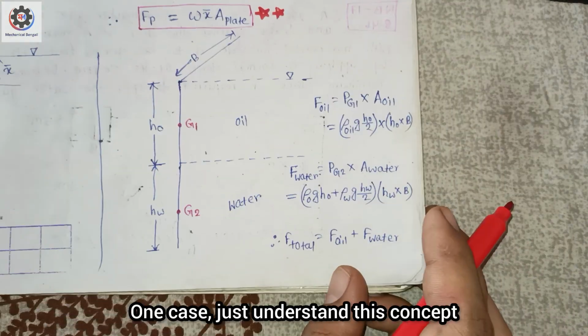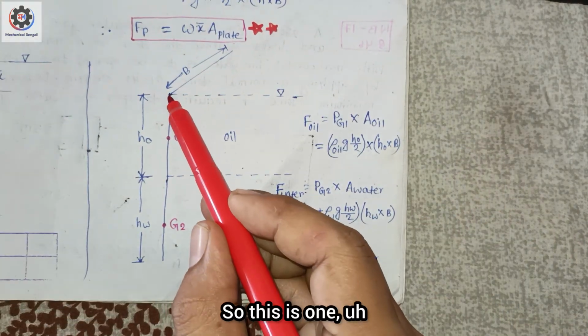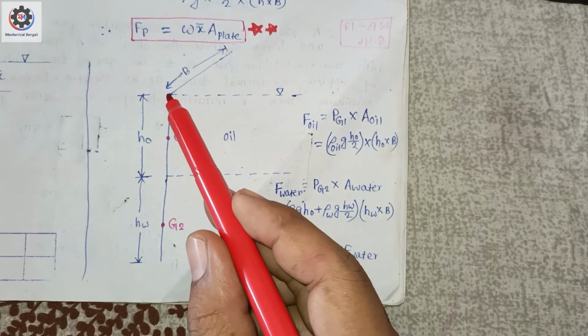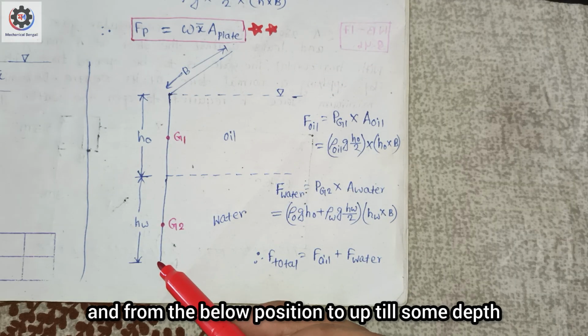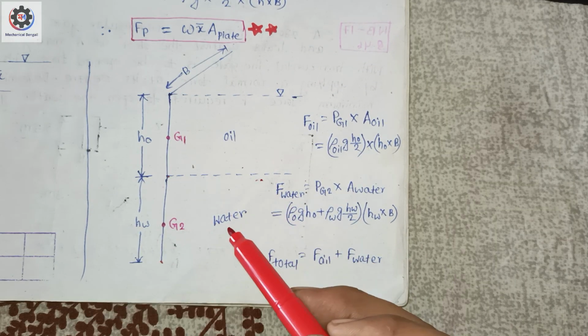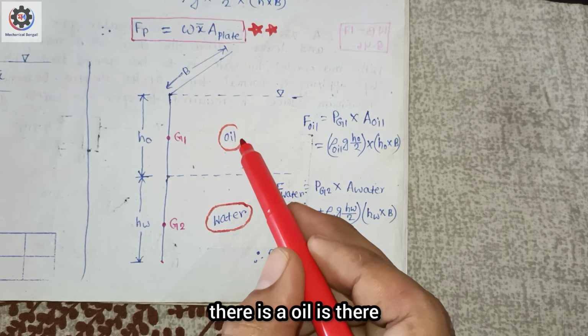Now one case, just understand this concept. This is one vertical plate with some height, and from the bottom position up to some depth there is water, and after that there is oil.